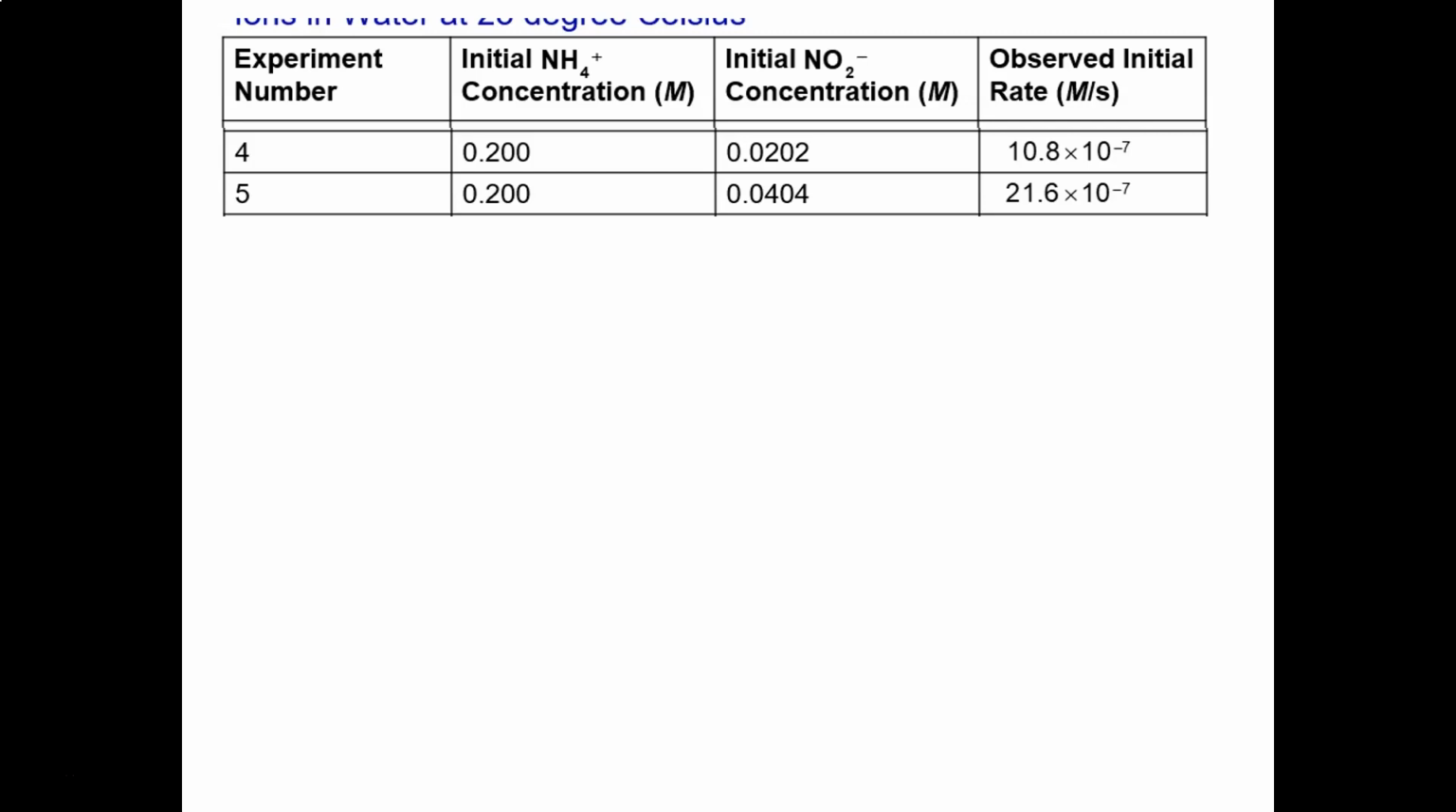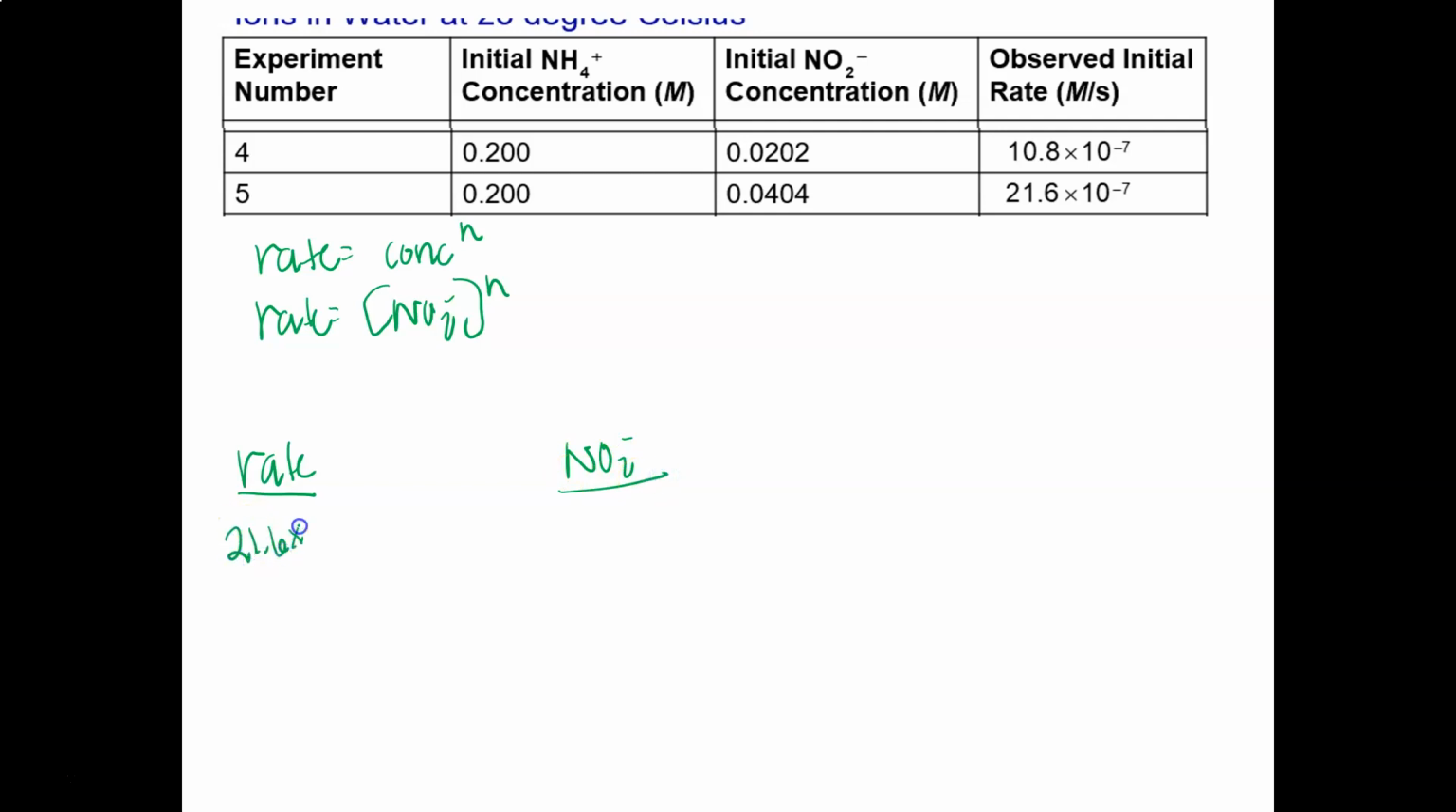So I just took 4 and 5 and rewrote those. What we're looking for is, again, a relationship where rate is equal to the concentration raised to some power. And this time it's going to be rate is equal to the nitrite to some power. I'm going to take the rates and see by what factor it changed. So it went up by a factor of 2. And then we're going to look at the nitrite. Again, when I'm dividing, I'm taking big number divided by small number.